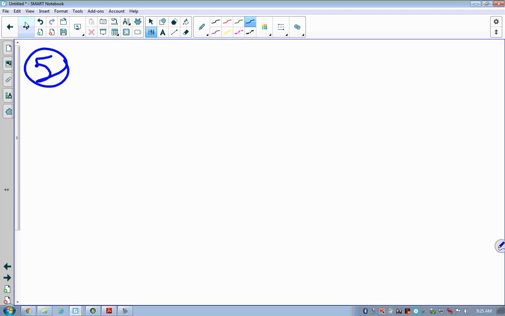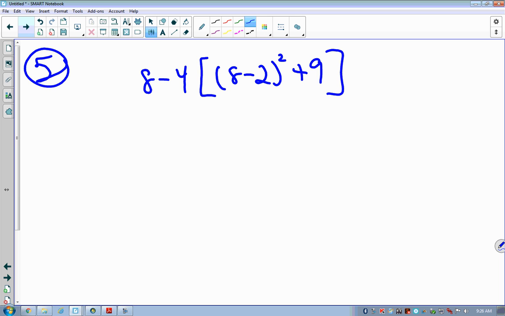Okay. Again, same type of question. 8 minus 4 brackets parentheses 8 minus 2 squared plus 9 close brackets. What's our first thing on our list? Brackets and then parentheses. So 8 minus 4 brackets.